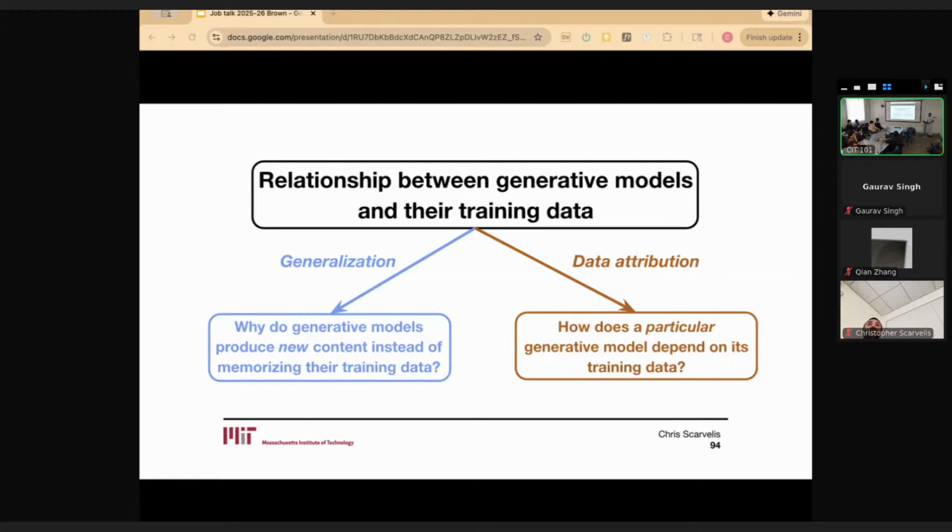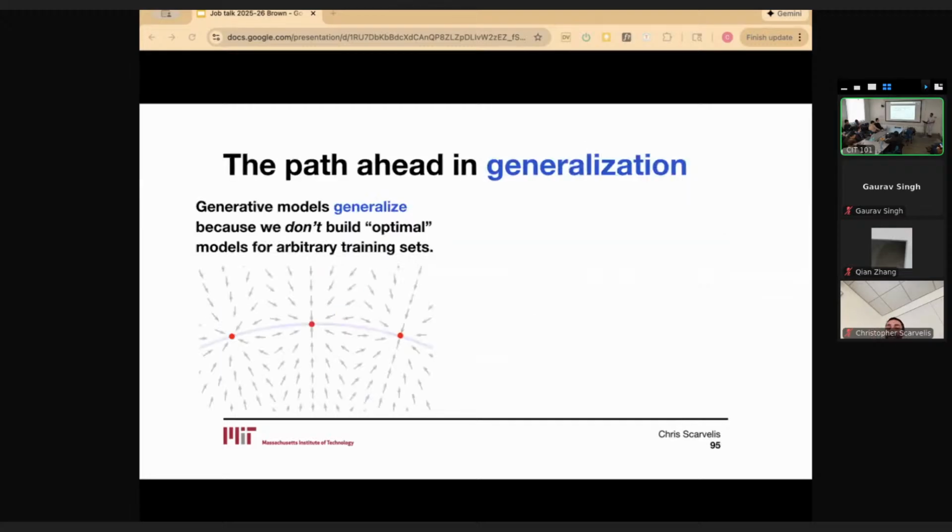Now, knowing why generative models generalize is just the first step. When I interact with a generative model like a diffusion model, I interact with a particular model that was trained on a particular data set and whose behavior will differ from that of a different model that was trained on a different data set. Understanding how my model's behavior depends on its training data is the question of data attribution. And to fully understand how generative models depend on their training data, we need to address both of these questions. I want to begin by charting the path ahead for generalization.